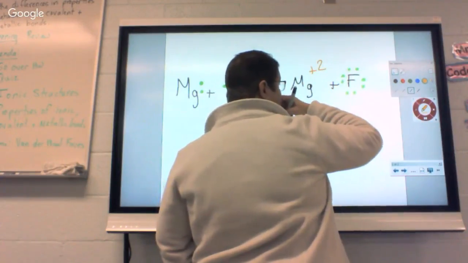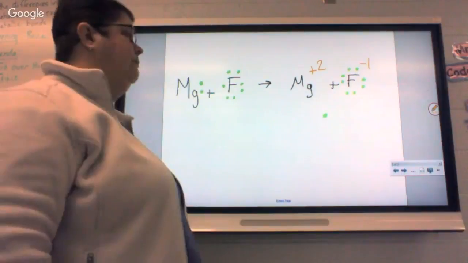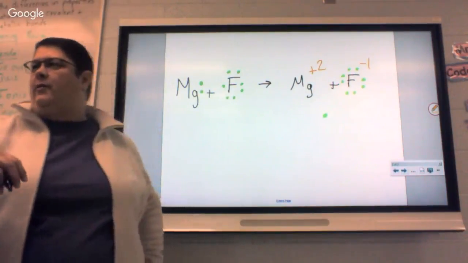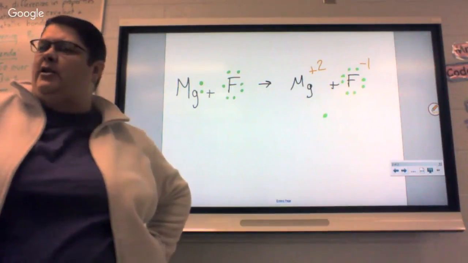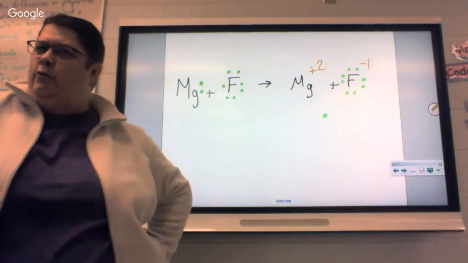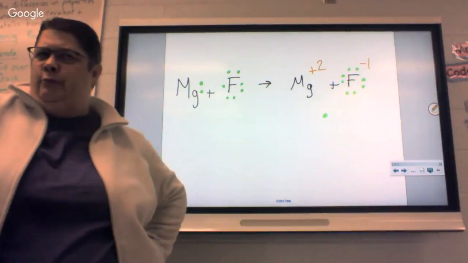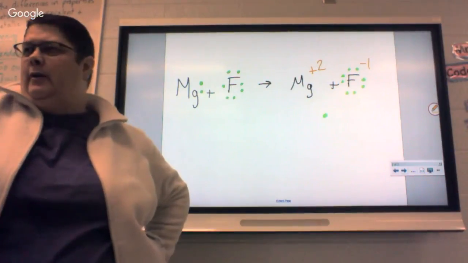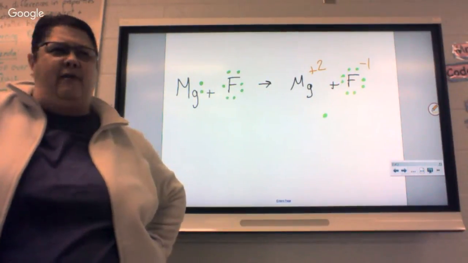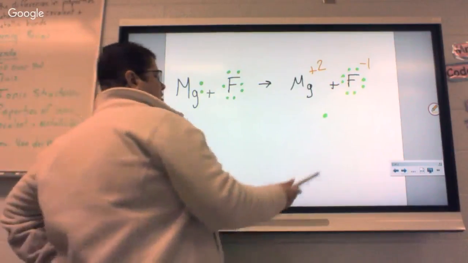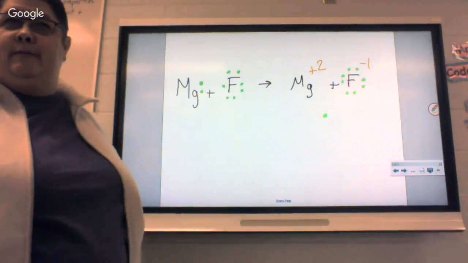Fluorine gained how many? But I still got this one with electrons. That's the question. So if Mg only loses 1, will it have its magic number of 8 in the outer shell? No. So will it be happy if it still has 1 in its outer shell? No. It won't be happy. It's got to lose both of them, right? So fluorine can only take 1 of them. So how on earth are we going to be happy if we only have 1? Can we just cast this one off into space and say, be gone with you? Can we do that?